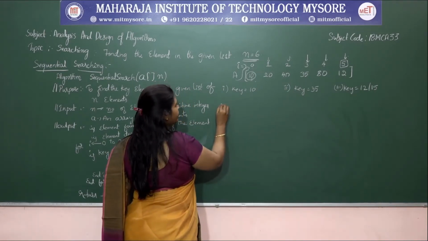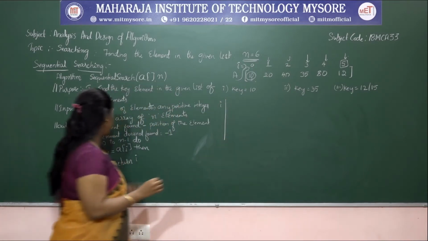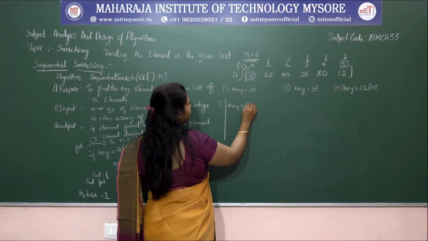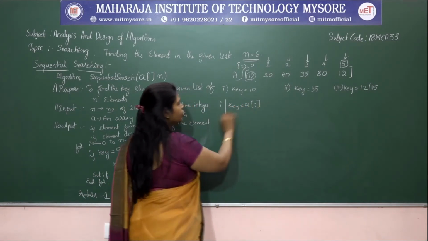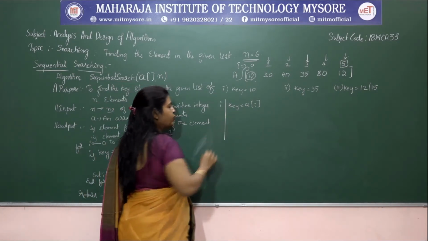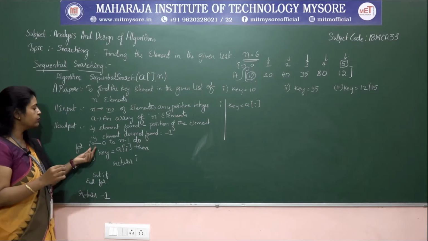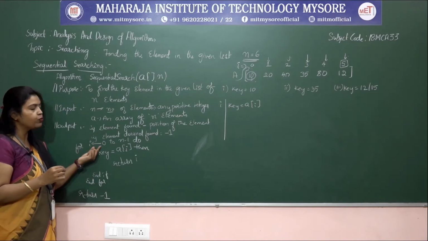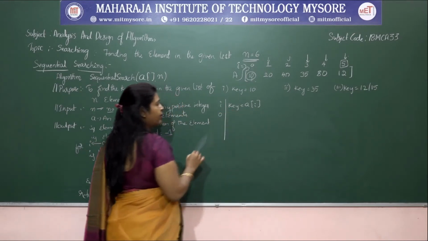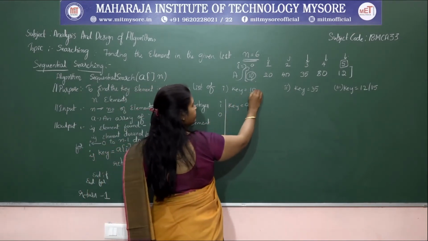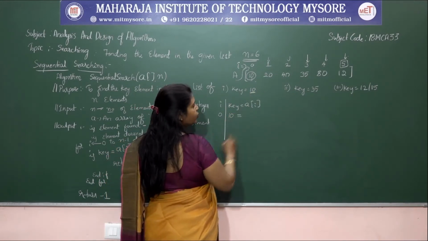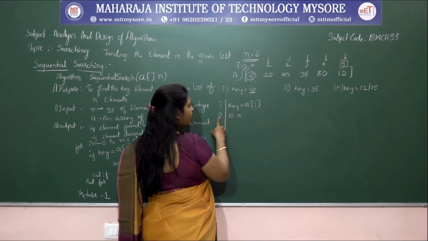So here what is the variable? We have I, and we are checking with what? The key element. Key is equal to A of I, right? So only 2 different iterations we are performing. When the algorithm has been called, by that time I starts with what? 0, right? So I is 0. The key element we have taken is 10. So 10 is equal to A of I. What is I? I is 0.